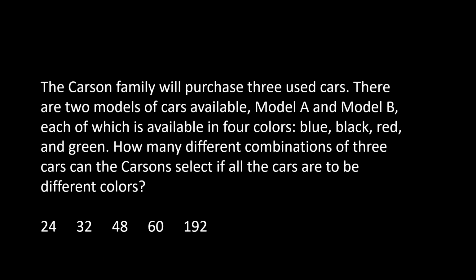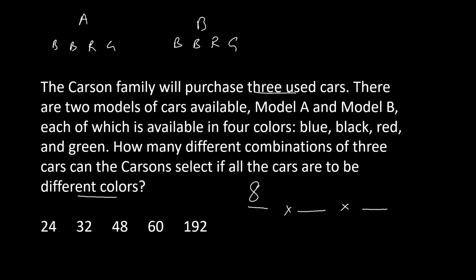Okay, so there are two models of cars available, model A and model B. Model A is available in blue, black, red, and green. Model B is also available in blue, black, red, and green. 3 cars, so you'll have 3 slots. First, you can choose any of 8. How many different combinations of 3 cars if all cars are to be selected of different colors? Let's say you choose blue. You can't choose this blue, so you'll have 6 left. You can't choose this either, so 4 left, divided by 1, 2, 3. So your answer is 32.